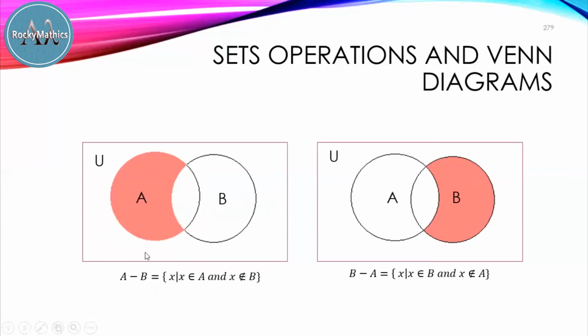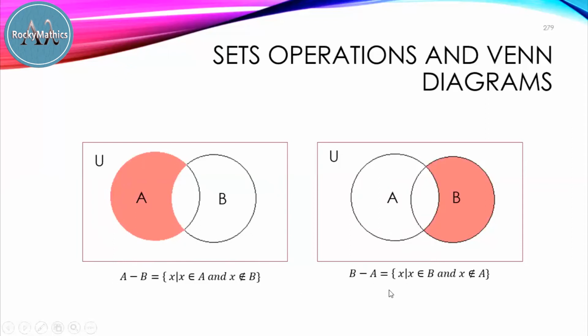How about this one? This is set difference. A minus B is denoted by this symbol or this notation. This is defined as the set of all the elements which are found in A but not in B. So, all the elements in A but not in B. So this is A minus B.